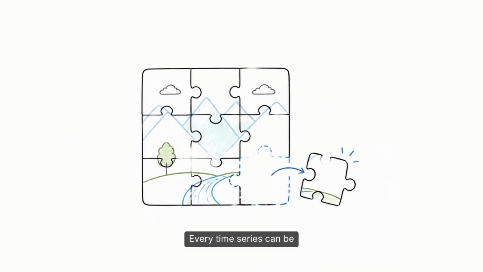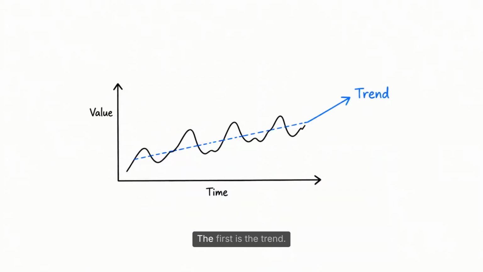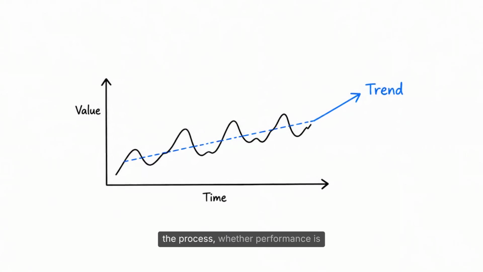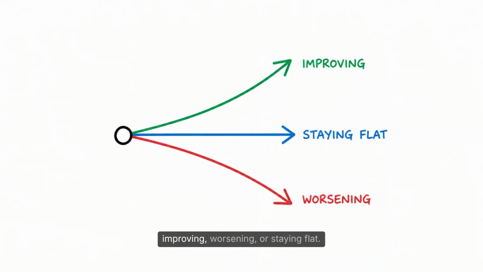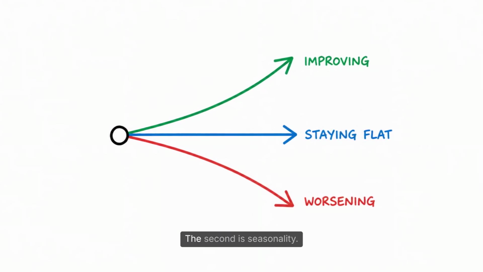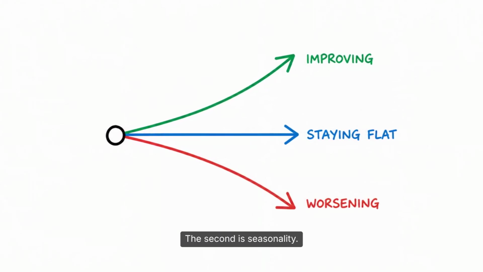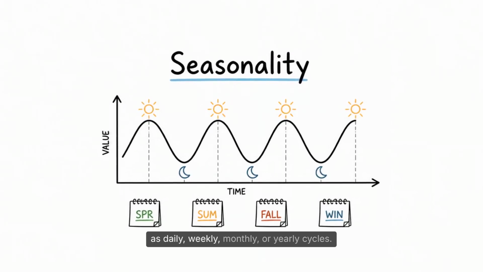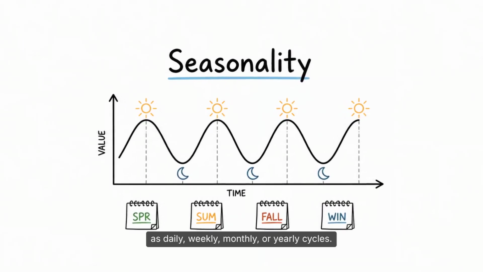Every time series can be thought of as 4 parts. The first is the trend. This is the long-term direction of the process, whether performance is improving, worsening, or staying flat. The second is seasonality. These are regular repeating patterns such as daily, weekly, monthly, or yearly cycles.